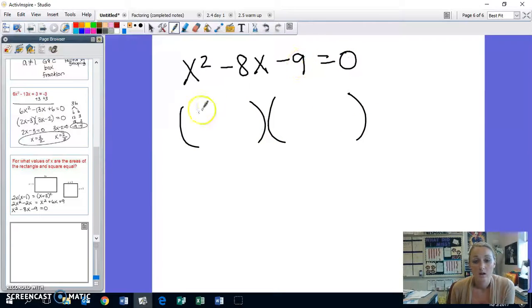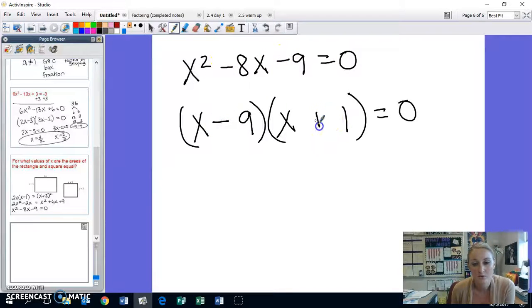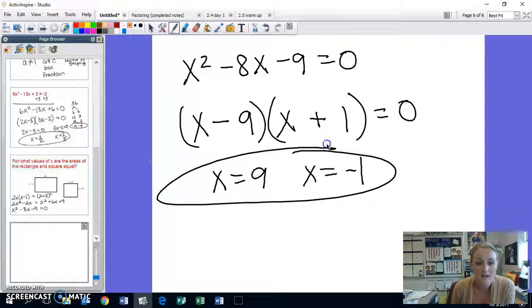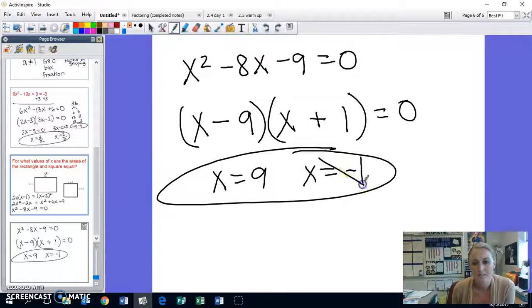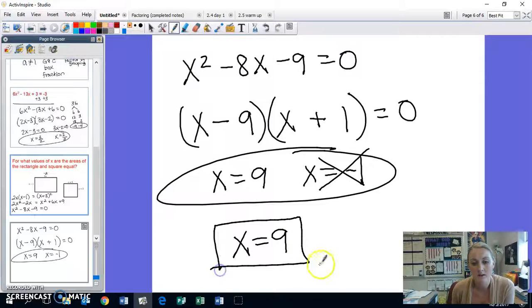Factor. I have an x in each. Factors of 9. So I need a 9 and a 1. This sign tells me they're different. This sign tells me the larger value gets that sign. So x equals 9, x equals negative 1. For those two values of x, these shapes will have an equal area. But if x is negative 1, that would give me a side length of negative 2. So that means this is extraneous. I cannot have a negative side length. So x equals 9. See you tomorrow.